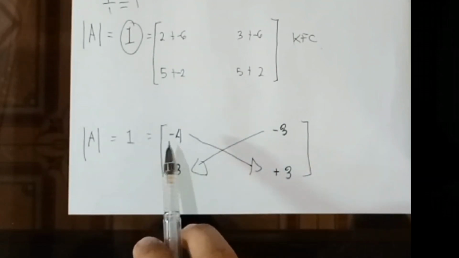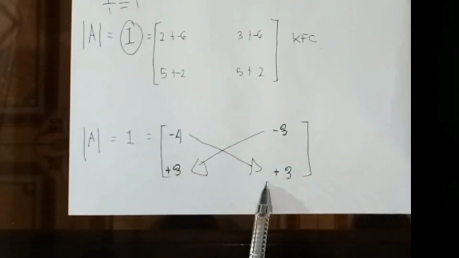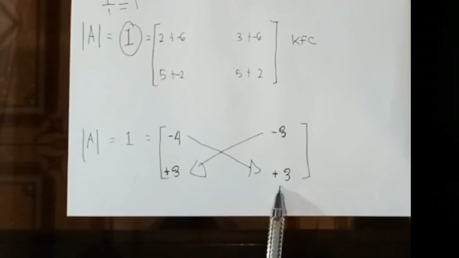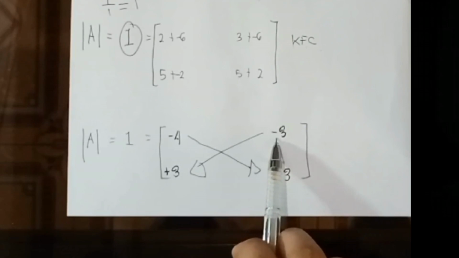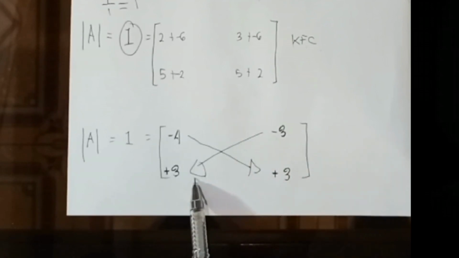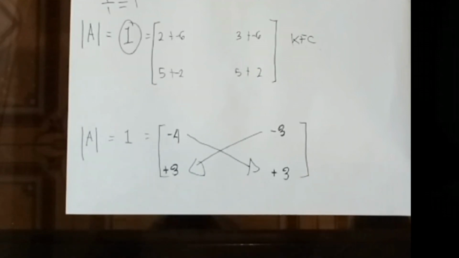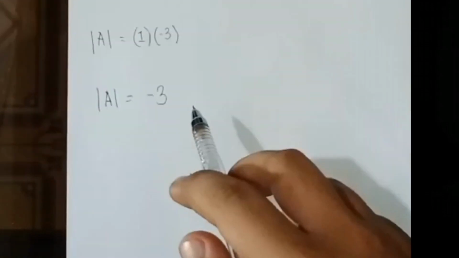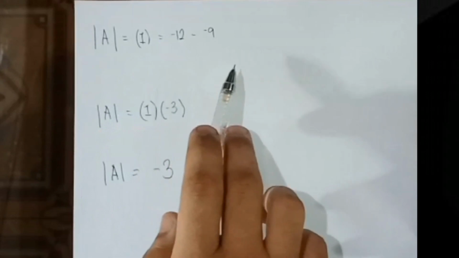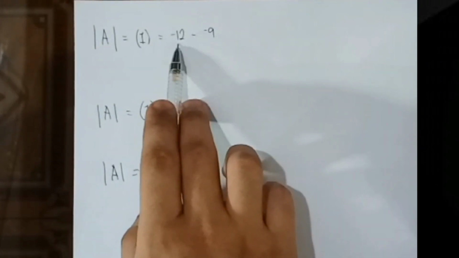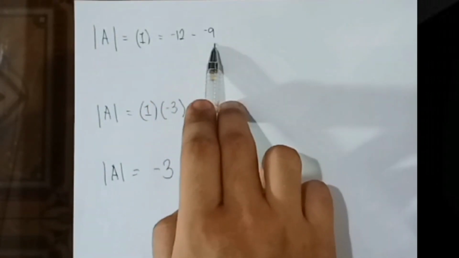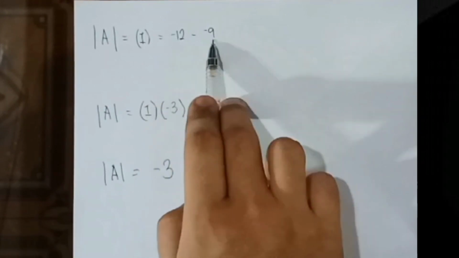And then, negative 4 plus positive 3 is equals to negative 12. Then, negative 3 plus positive 3 is equals to negative 9. So, ito na siya kanina. Yung sinolve natin kanina, si negative 2 and then si negative 9. Si negative 12 tsaka si negative 9.